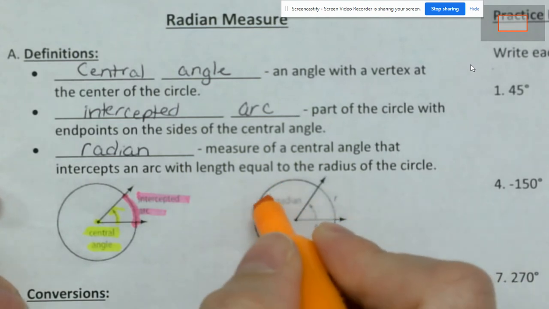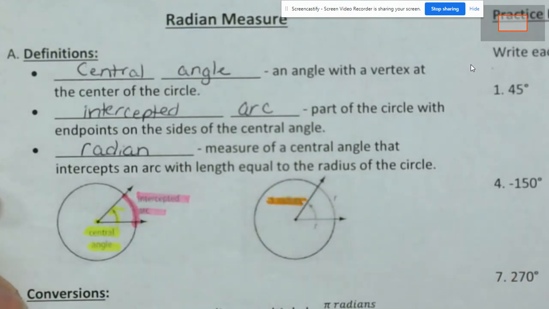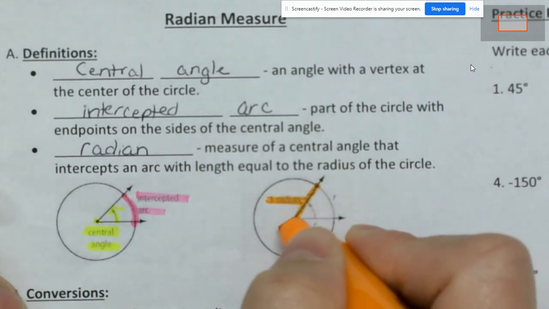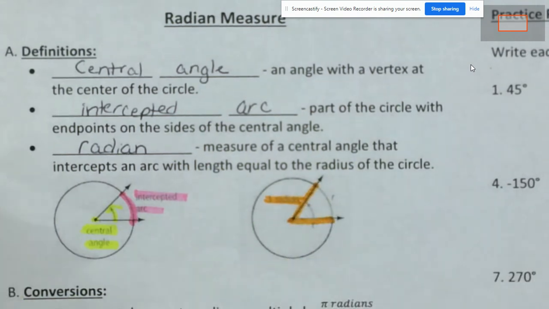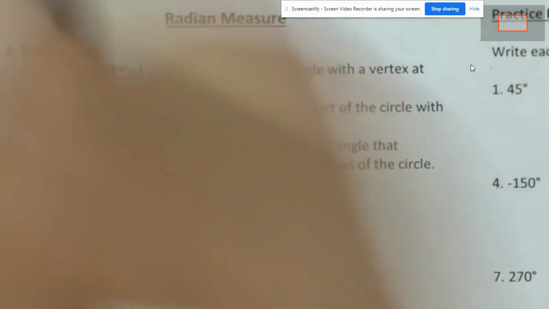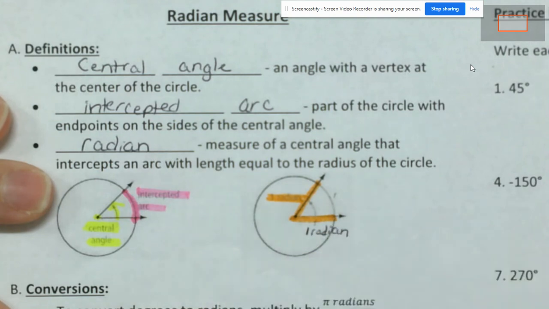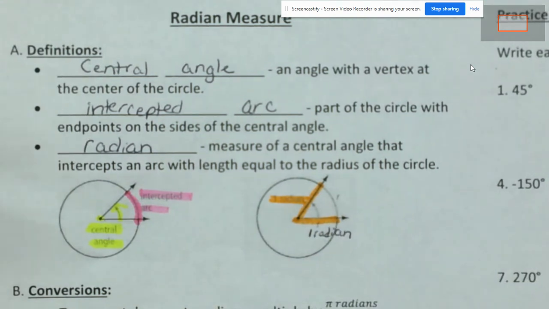You'll notice I have here 1 radian. That means the distance from here to here is 1, and the distance from here to here is 1. So this distance of radian measure here is 1 radian. That's what we're talking about when we're talking about radians.